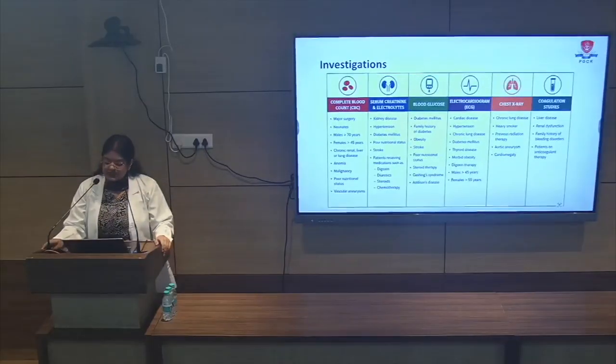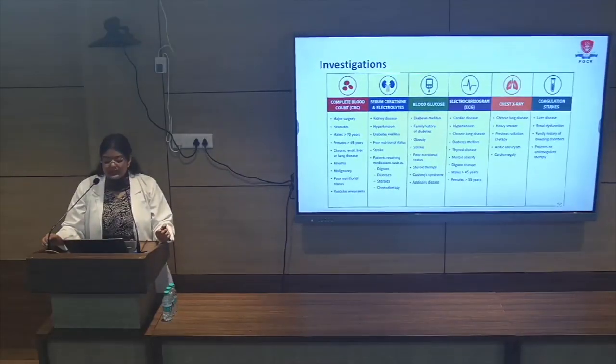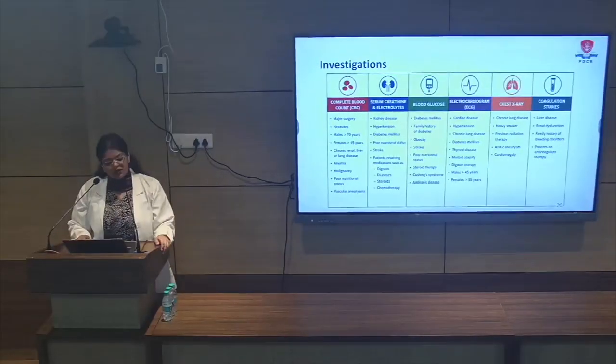Routine investigations are done for the patient preoperatively for a baseline biochemical status. Any derangement from the normal range needs further investigation and reference to specific departments for optimization.